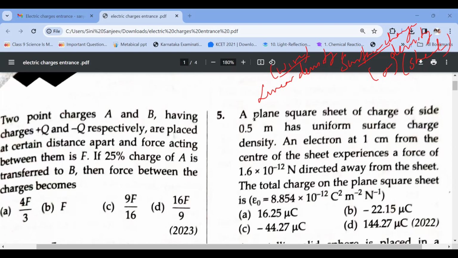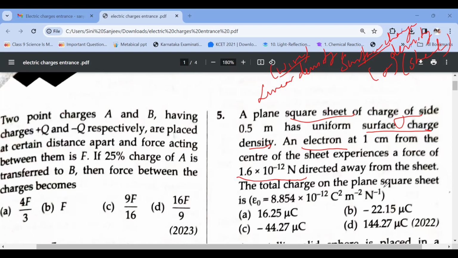So coming to our first question here, a plain square sheet. So we have to know it is surface charge density. A plain square sheet of charge of side 0.5 meter has uniform surface charge density, that is my sigma. An electron at 1 centimeter from the center of the sheet experiences a force of some Newton, given. The total charge on the plain square sheet is what?